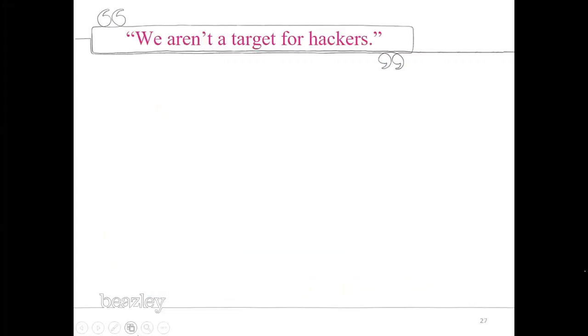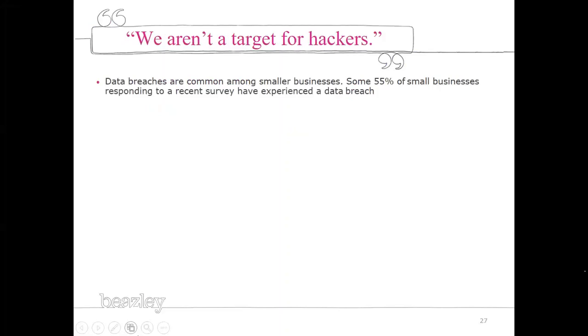And then the final slide is, we aren't a target for hackers. These are UK government stats, so they're not vendors, they're not insurers. The UK government surveyed SMEs in the UK, and their estimate was 55% of SMEs had experienced a data breach. And so it's very, very common for SMEs in the UK to suffer a data breach. And if they do, it's a little harder to hide now because they've got responsibilities to report it.